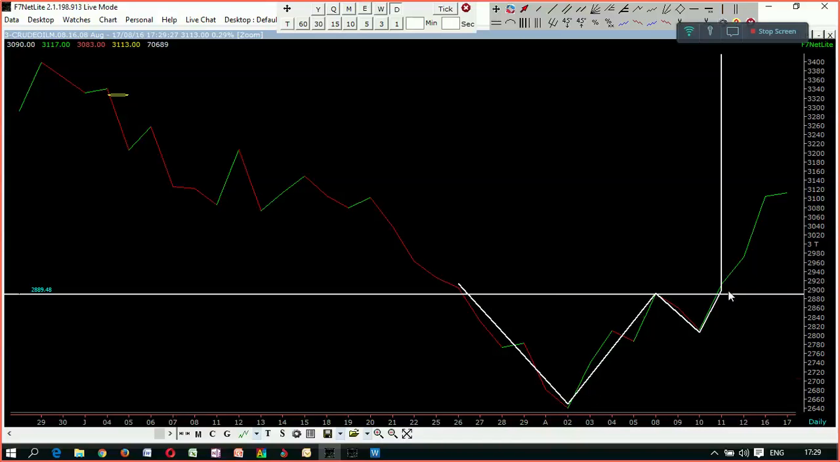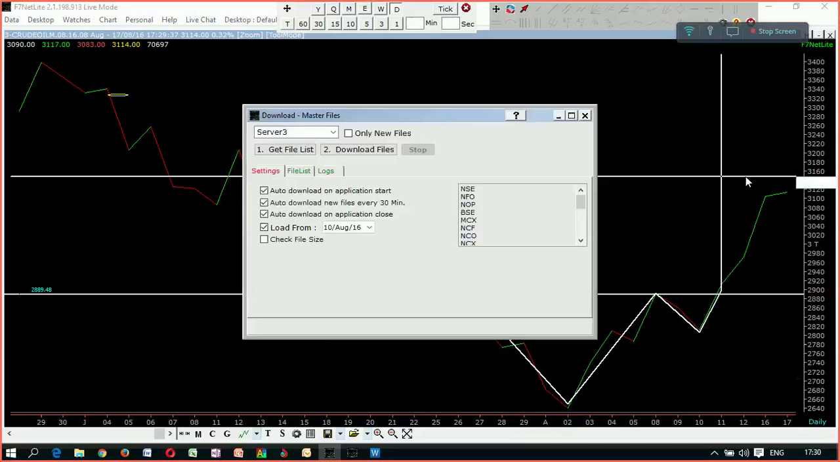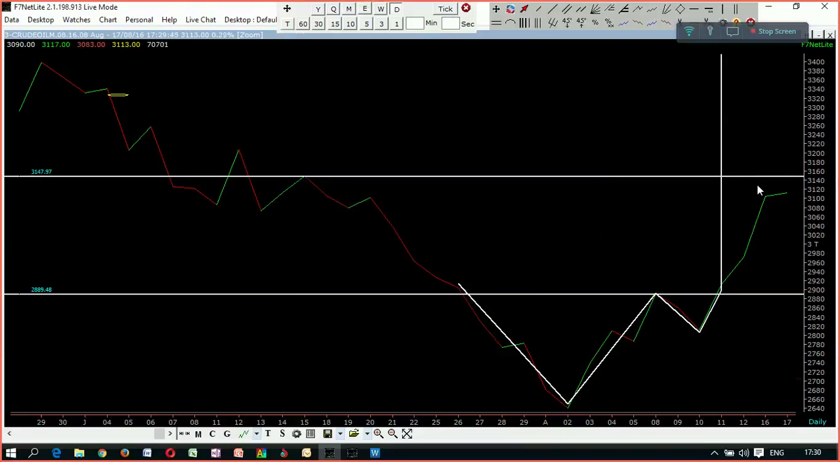So from this 2900, adding 250 points, this is 3100 or 3150. The way it goes, it can go even closer to 3150. I always suggest people not to wait for the complete target. Always try to exit at the 80% level once you get there. Currently, for the reversal pattern, the target is already achieved, but the current resistance level is somewhere around 3140, 150, 160.